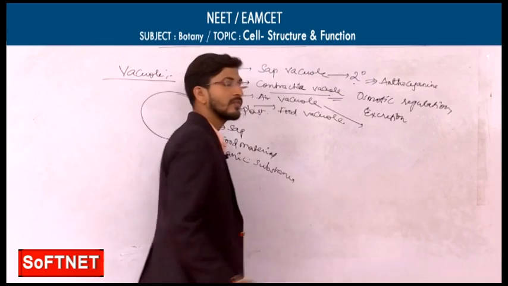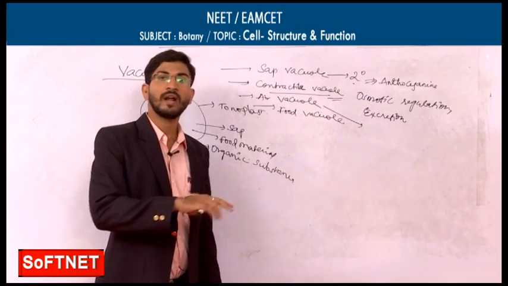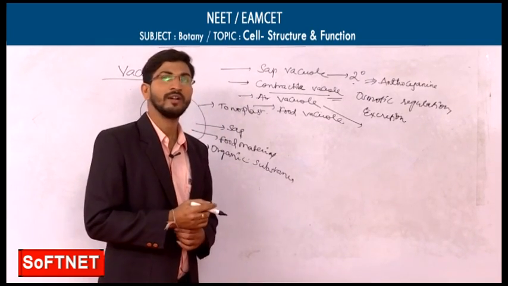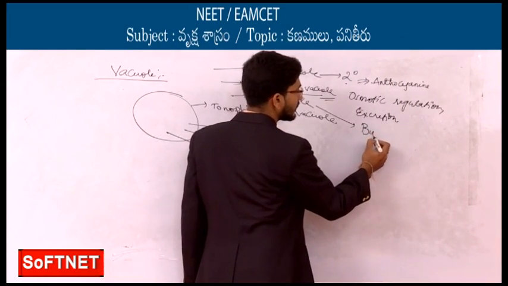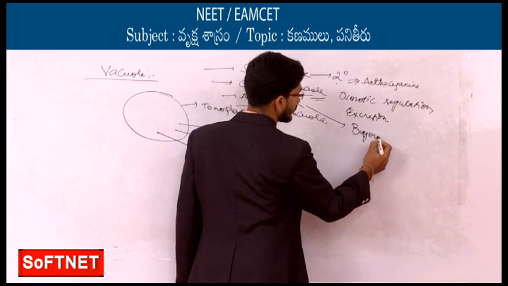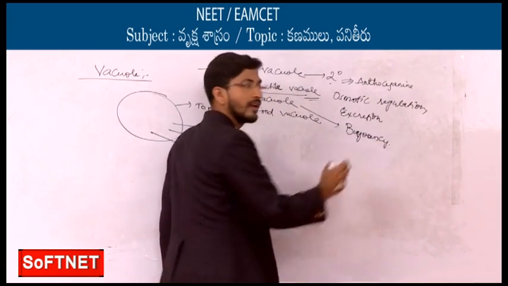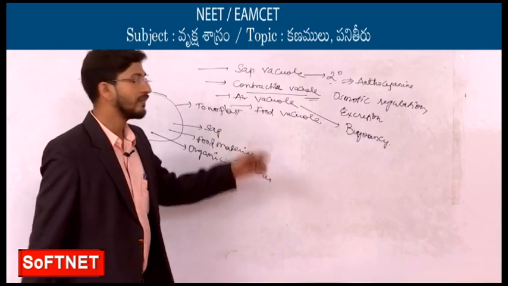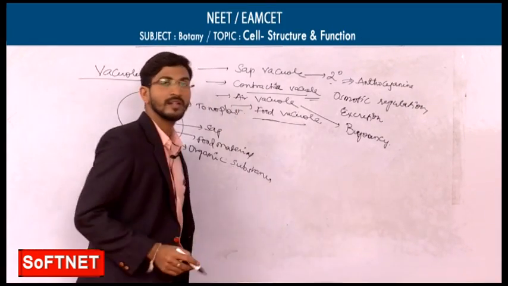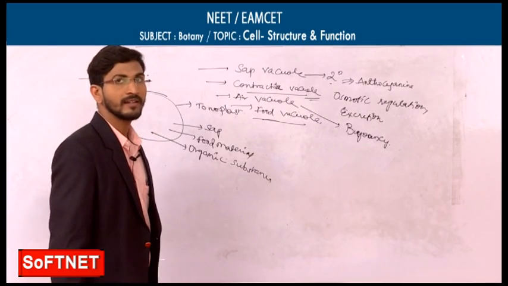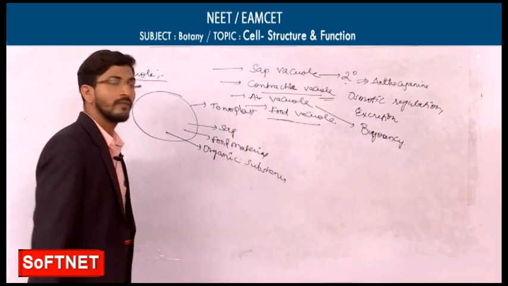Air vacuole. In case of some plants, you will observe the plants are floating on the water. How is it possible? Due to the presence of this air vacuole, which is helpful in buoyancy. And food vacuole. This food vacuole generally stores the food material. So this is about the vacuole.